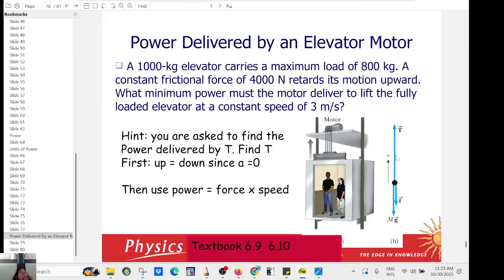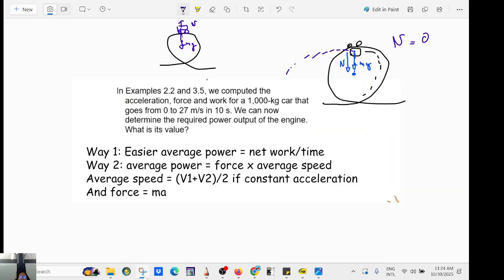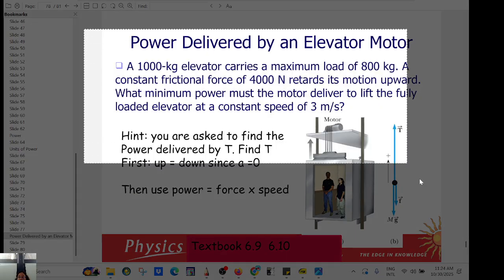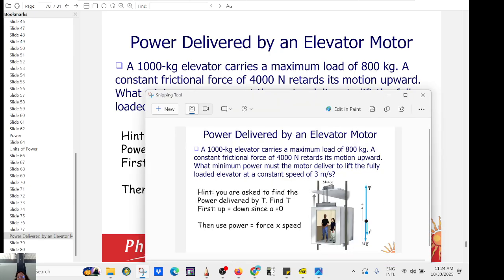And you have the speed. So the first thing is to find the tension from the motor in the cable, and then you multiply by the speed to have the power. Okay? So first, there is no acceleration. Up equals down. Don't stare. Do it. So first you find the tension, that's from the power, from the motor.